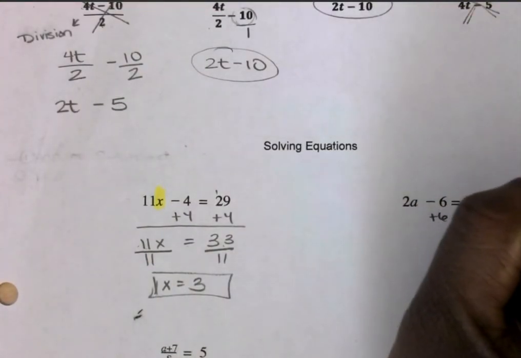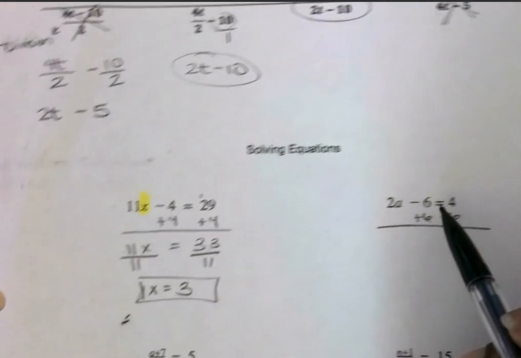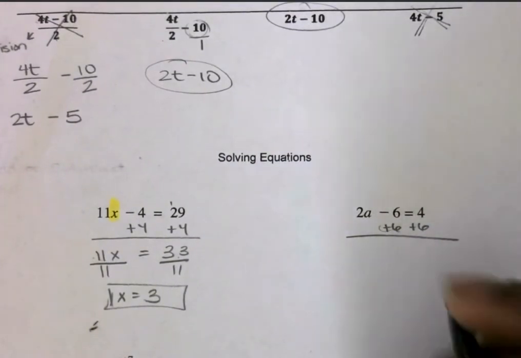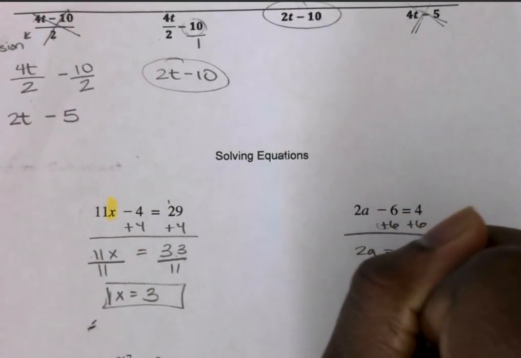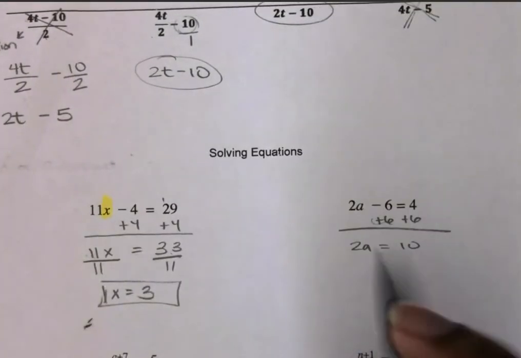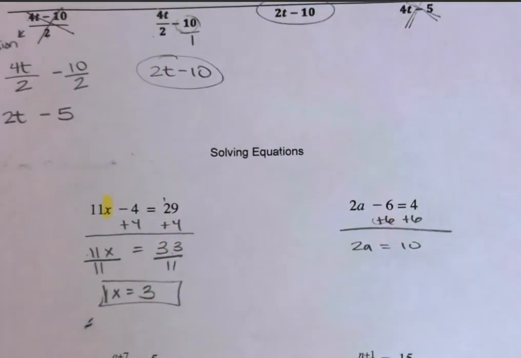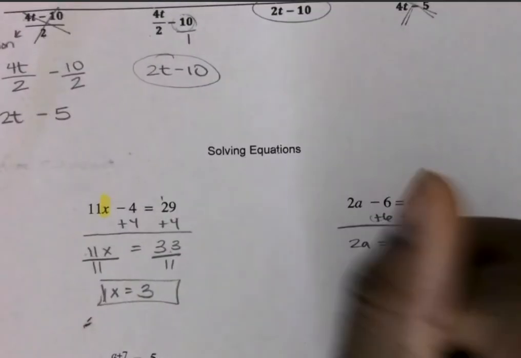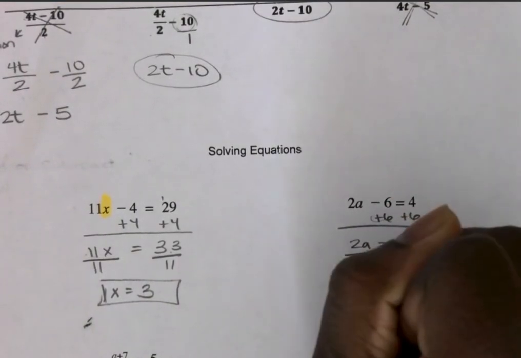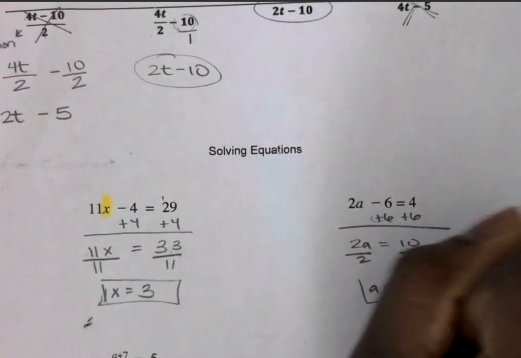So we're going to add 6 on both sides. Remember, we are doing the inverse to both sides. I have 2a is equal to 10. Now, 2 and a are being multiplied, so I want to undo it by dividing by 2. So a is equal to 5.